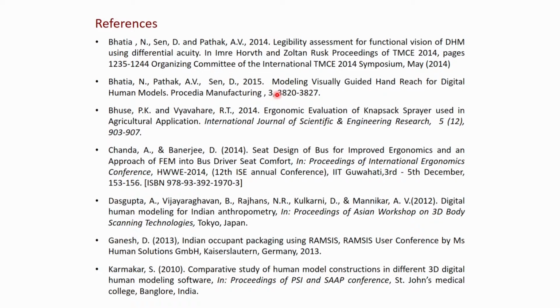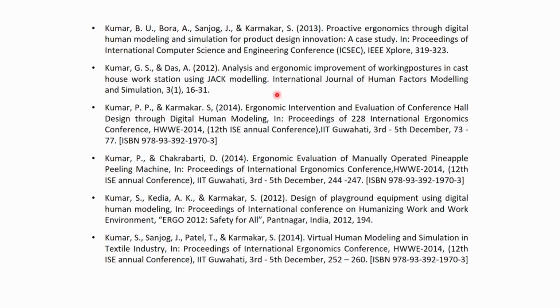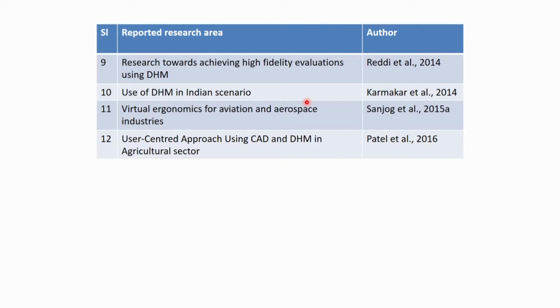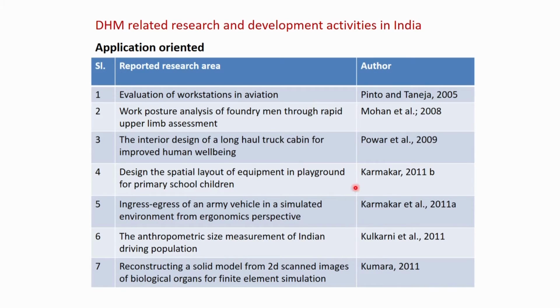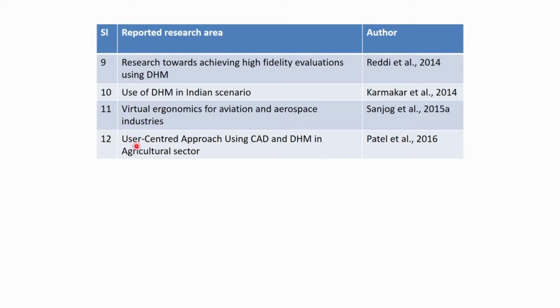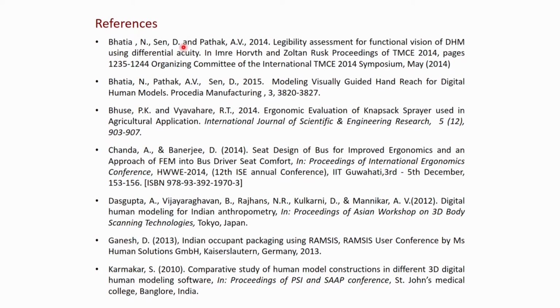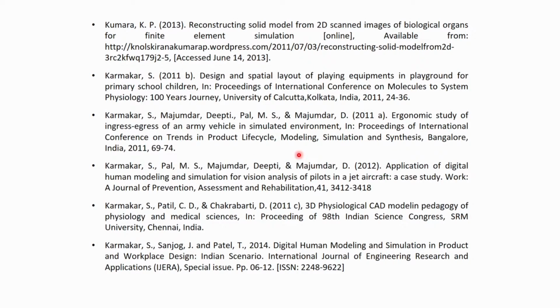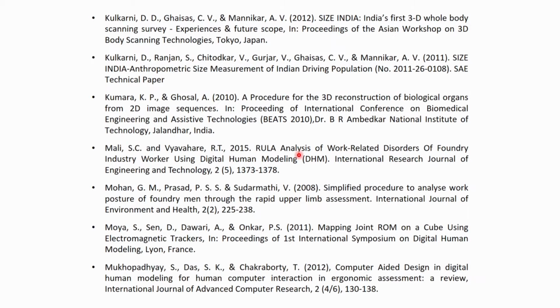So these are the references from where we have prepared the slides. As we mentioned, there are so many references, and all these references are tabulated at the end. The students who are participating in this particular course, I suggest all of them go through all these references. You can download these papers and go through them to get a better idea about what type of research is going on presently in India related to either the application of digital human software or its development.